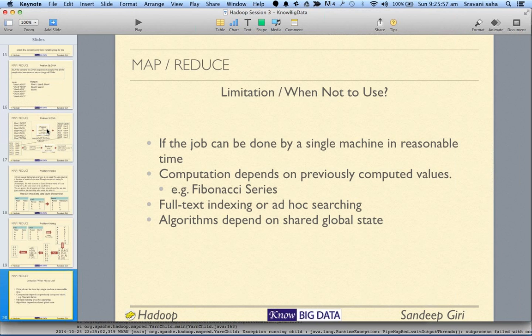Computation dependency. Whenever we saw MapReduce, each map runs on an independent set of data. It does not depend on another map's data, right? In case your computation depends on previously computed values, you cannot use MapReduce so easily. It becomes really, really impossible to solve. Okay. So for example, if you have to compute the Fibonacci series, then it's not possible to use MapReduce. All right.